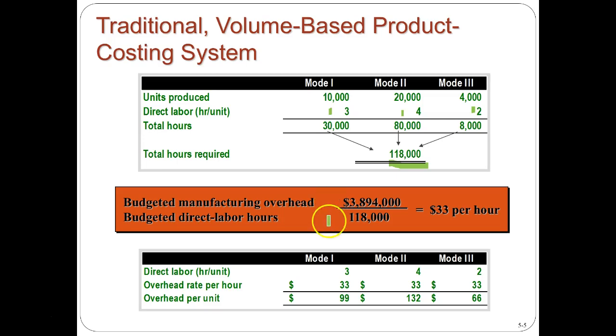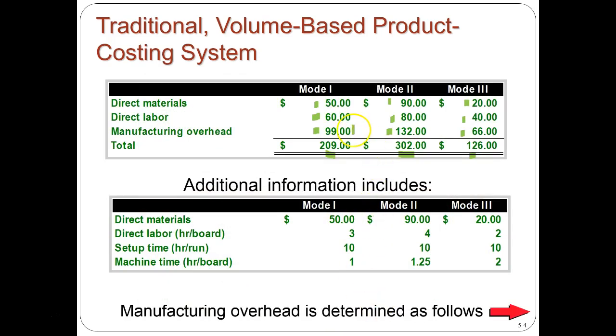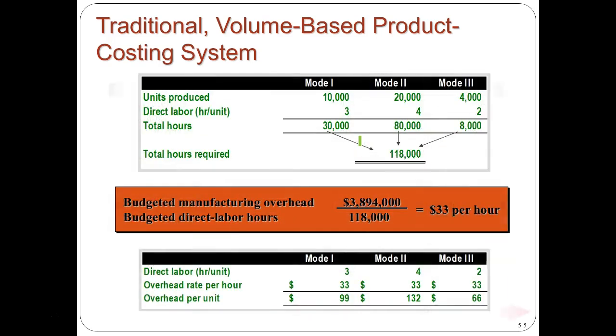And so we're going to take that, divide it by the 118 hours. That gives us our rate, that $33. So then we're going to go back and take that $3 times the 33. That's where we got our $99. That's where we got this portion of the amount of the total cost for Model 1, 2, and 3.